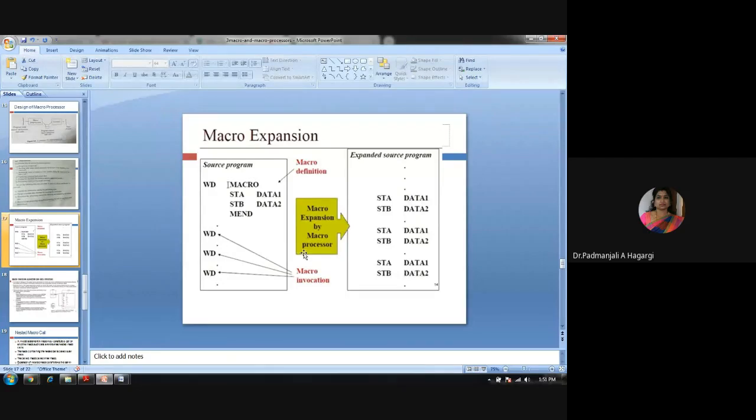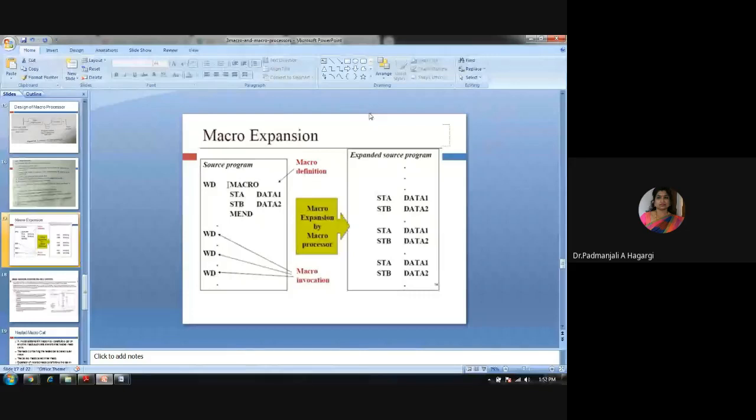In pass one, all the macro definitions will be processed. This is the macro definition being processed in the first pass. And in the second pass, all the macro invocations. Who are the invocations? WD, WD, WD. These are called the macro invocations, three times. These macro invocations will be expanded. Now, this is the case when there is only one macro, WD.